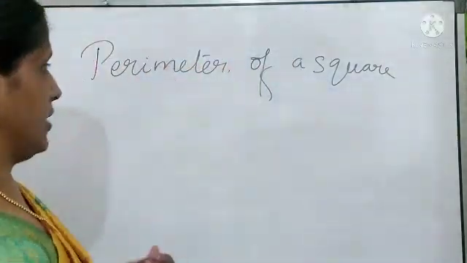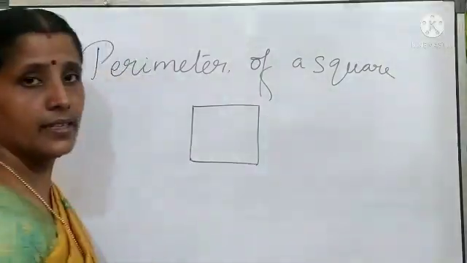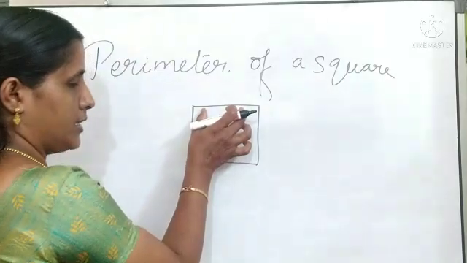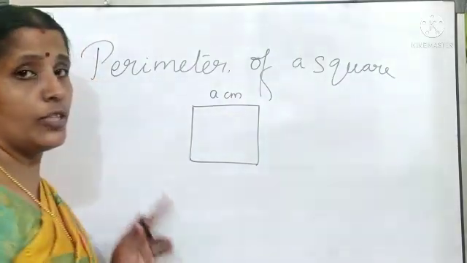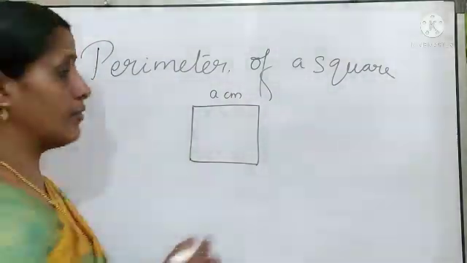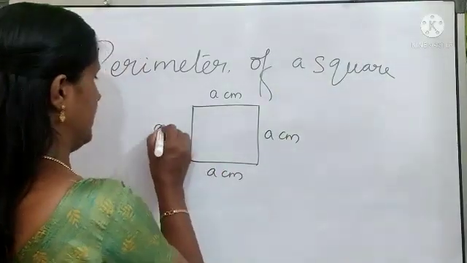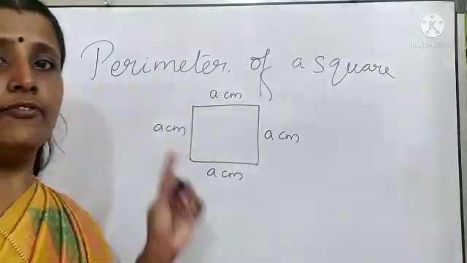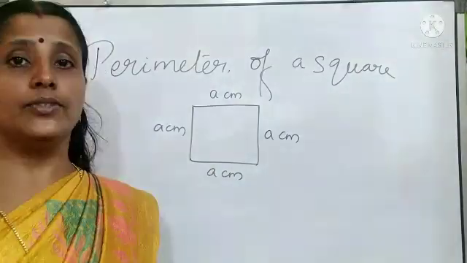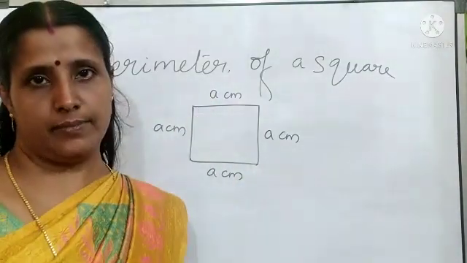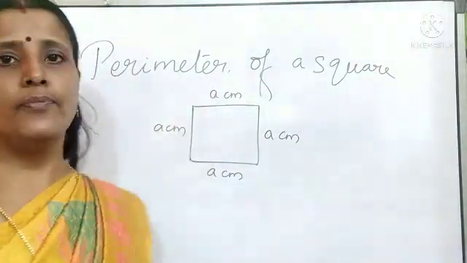Okay, perimeter of a square. Here I can draw a square. I will mention the measurement of one side as A centimeter. What is the specialty of a square? All sides are equal. So again we write A centimeter, A centimeter, A centimeter. If we are using this letter, an English alphabet letter, then instead of A we have to use numbers, 1, 2, 3. What is the measurement that we have to mention in the place of A?